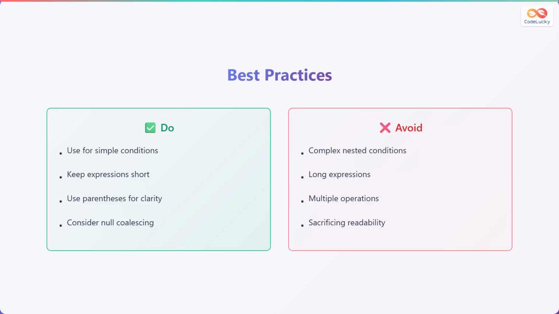Avoid complex nested conditions, as they can quickly become difficult to read and understand. Avoid long expressions that make the ternary operator unwieldy and hard to follow. Avoid performing multiple operations within a single ternary operator, as it can reduce readability. Don't sacrifice readability for the sake of conciseness. Choose clarity over brevity, especially in complex logic.